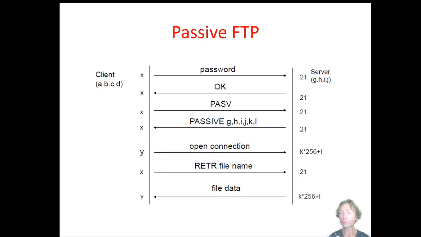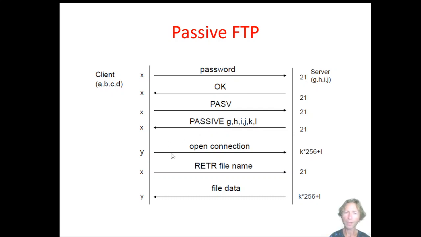You can also use FTP in passive mode. In that case, it works a little bit differently. You log in with your password and say that's successful. Now you specify that you want to operate in passive mode. Okay, and now the server tells you as a client which IP address will be used and which port number will be used for the data transfer.